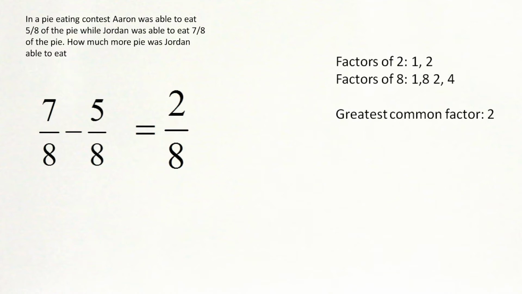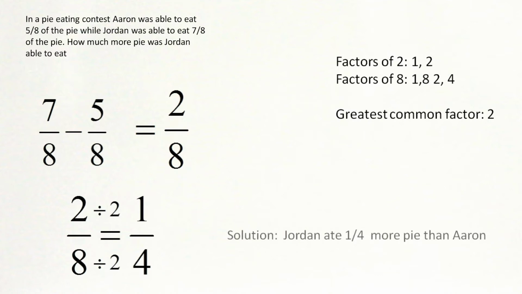So let's divide both 2 and 8 by 2. So 2 divided by 2 equals 1, and 8 divided by 2 equals 4. So we get 1/4. So our final solution is Jordan ate 1/4 more pie than Aaron.